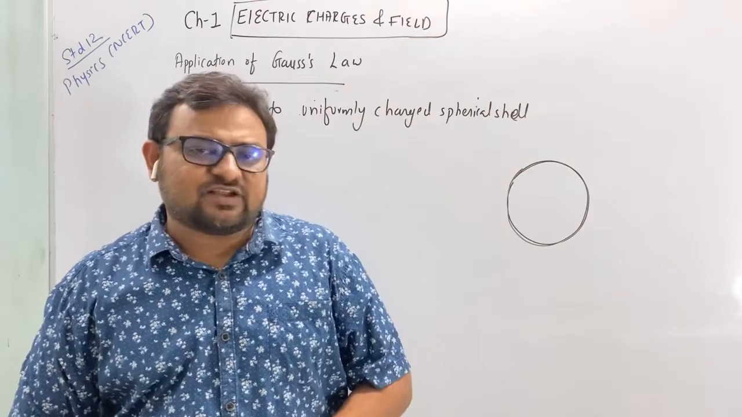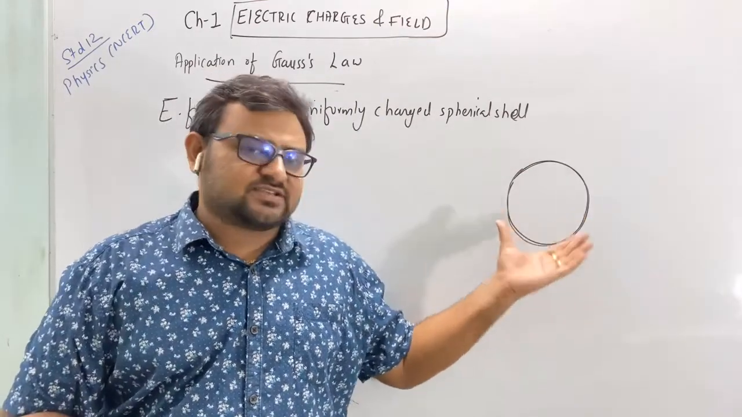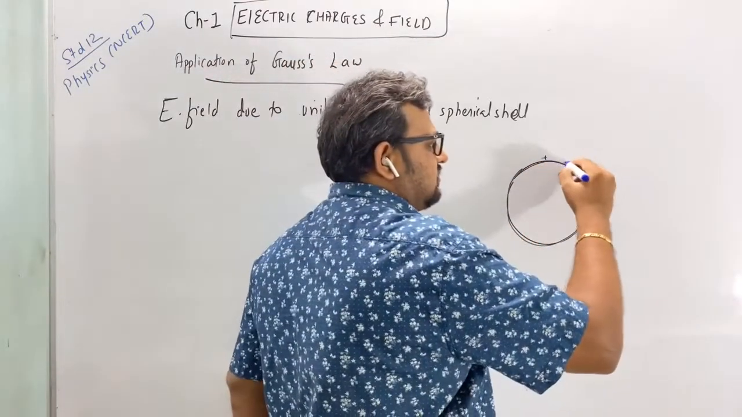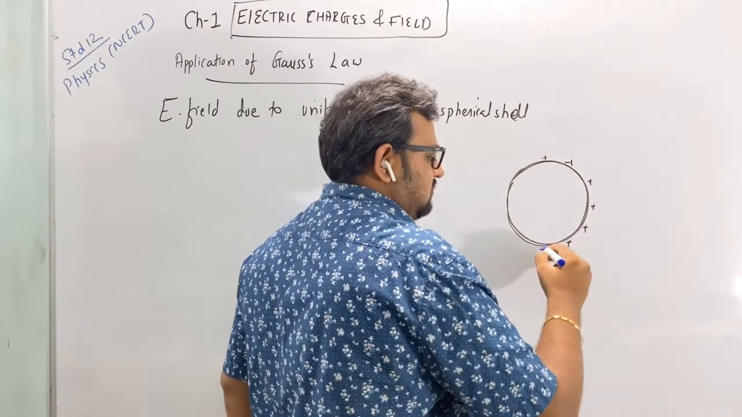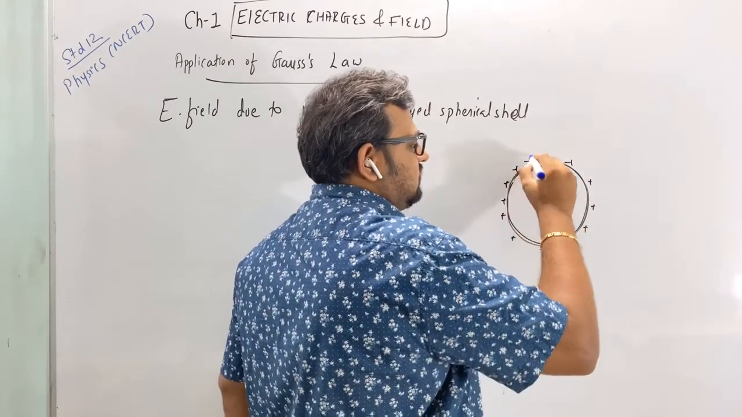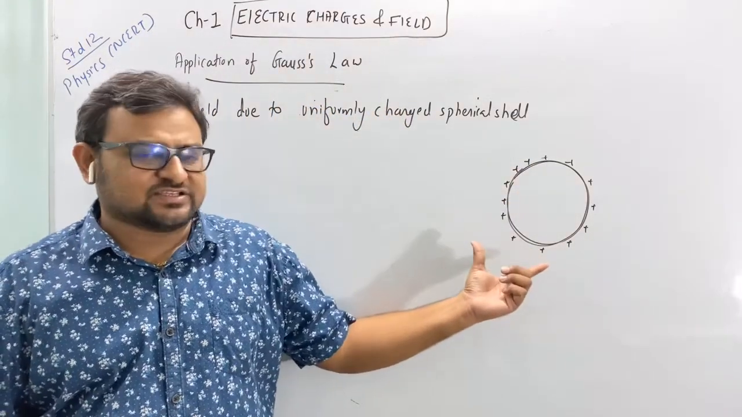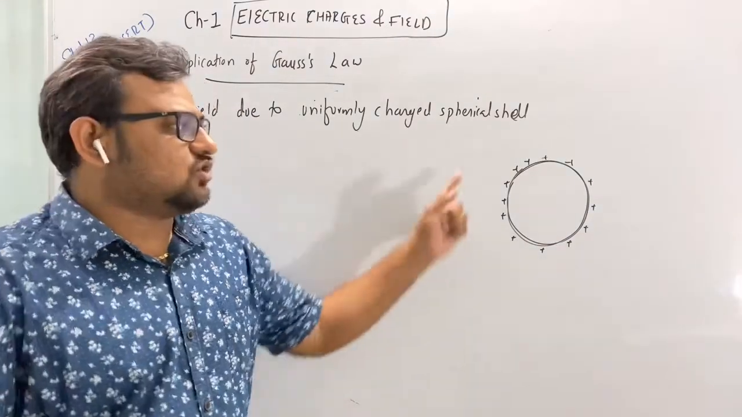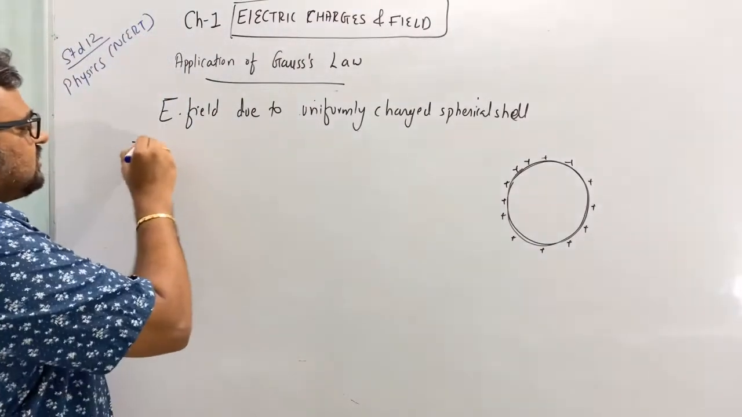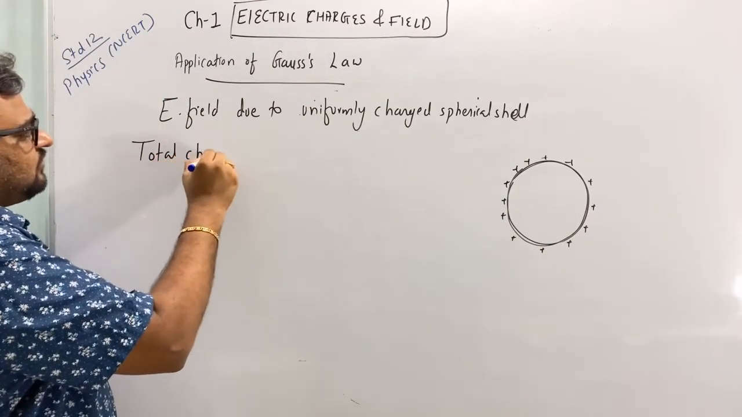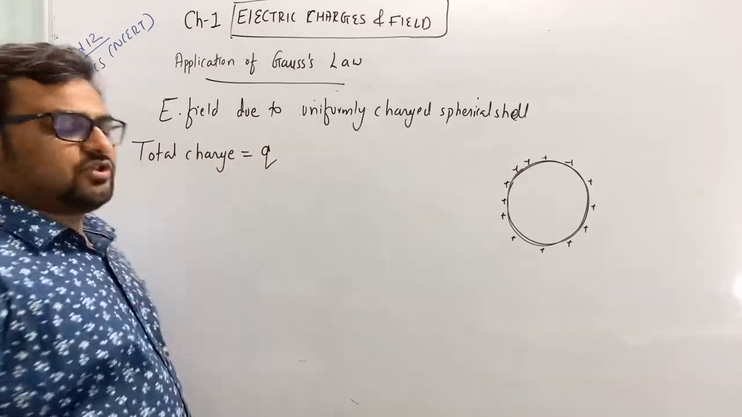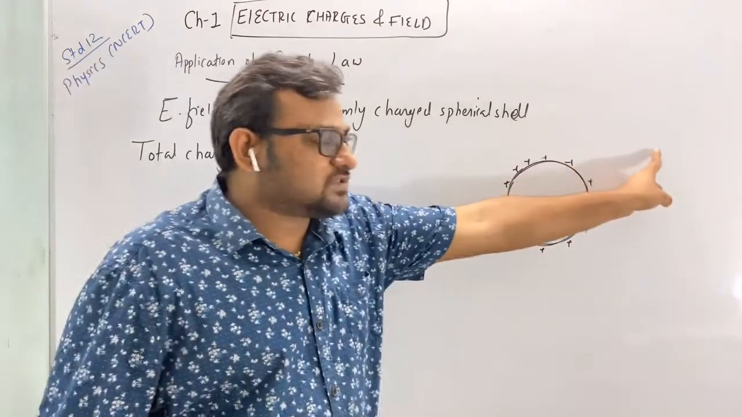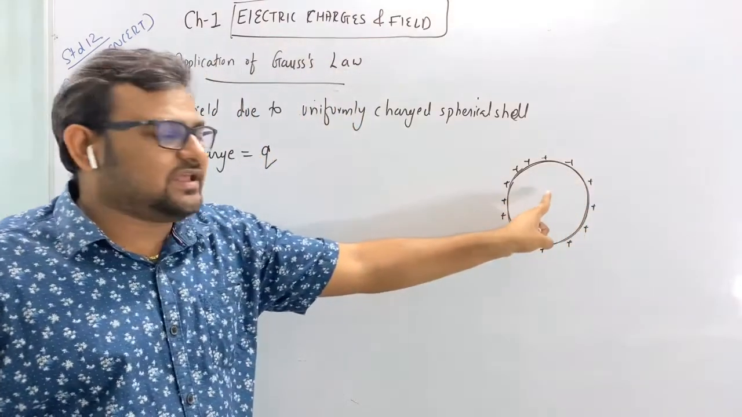Now, spherically charged shell, we are taking that this shell is uniformly positively charged. Let the total charge on this spherical shell be Q. So I take total charge Q. Okay. Now there are two cases. One, a point outside the shell, and another, a point inside the shell.